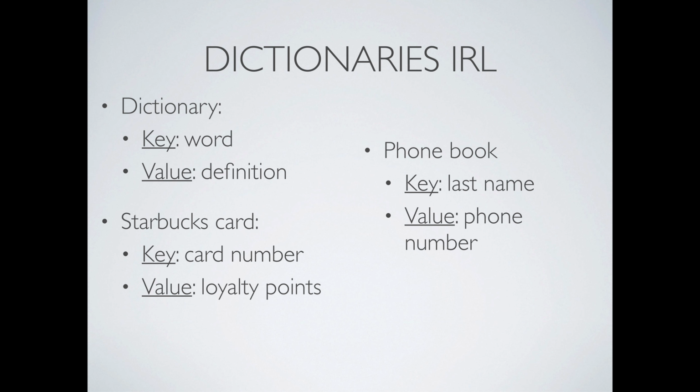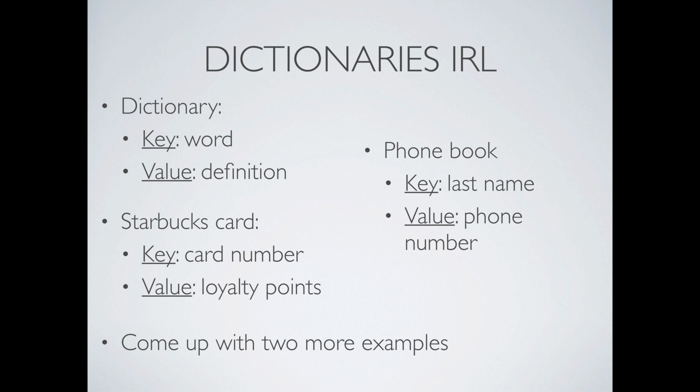Phone book would be another real-life dictionary. So here the key would be the last name, right? You know the person's last name. And you say, hey, phone book, here's the last name, give me the phone number. So the value, the thing that you're looking up, would be the phone number. So again, the idea behind dictionaries is you have a key and a value, you know the key, and you use that to look up the value.